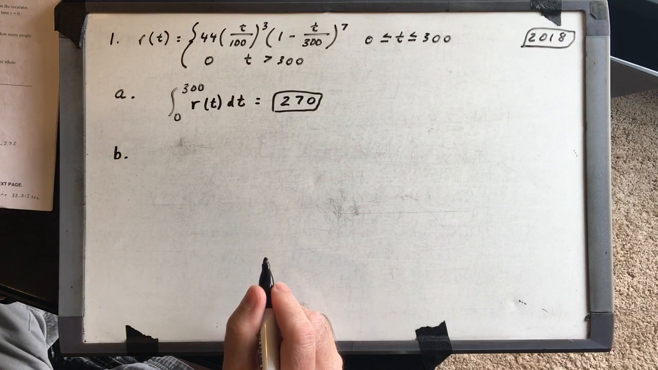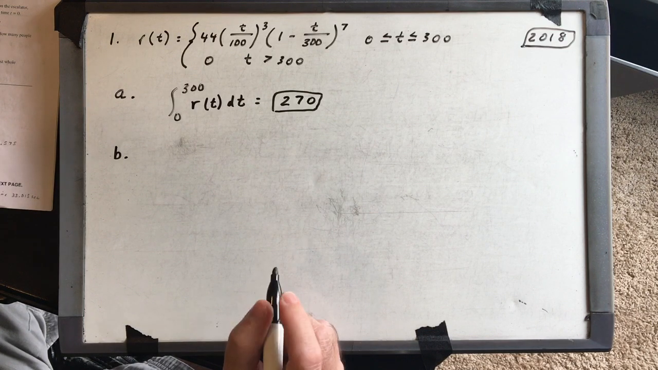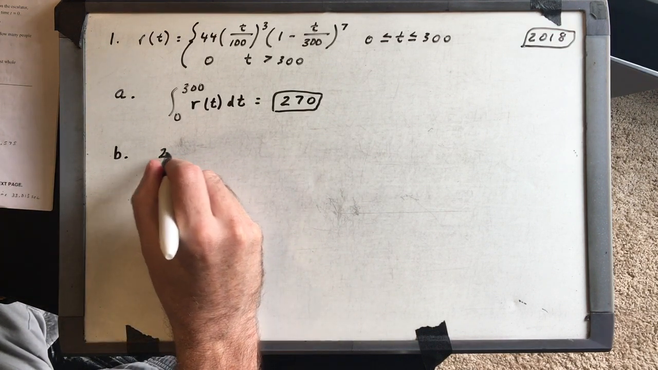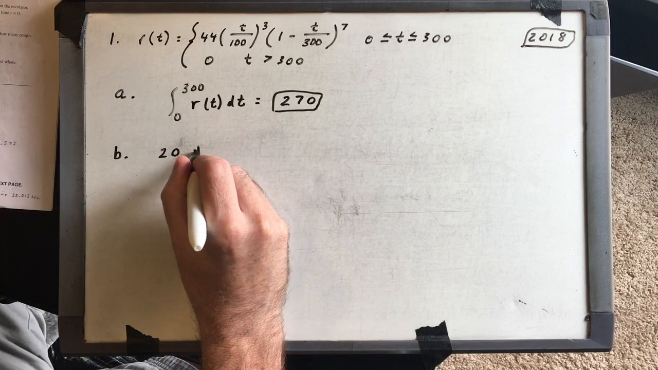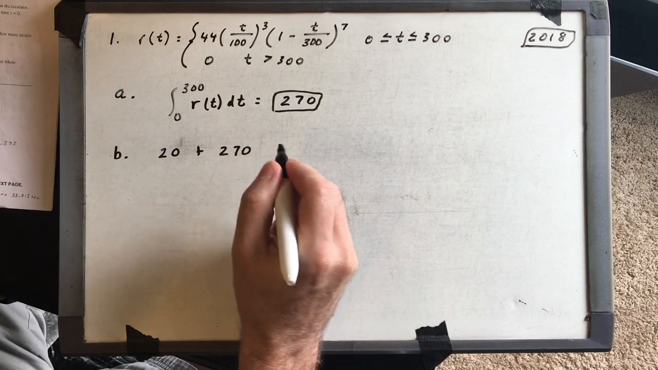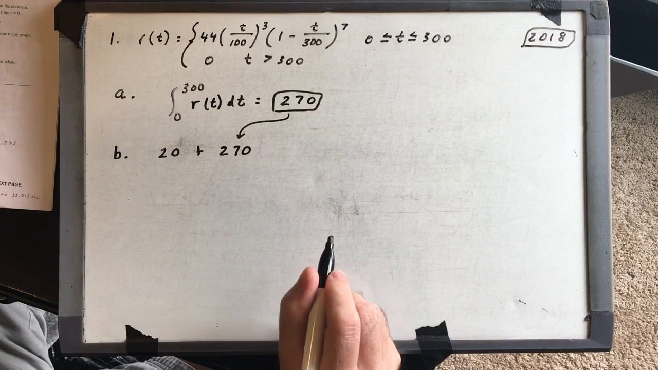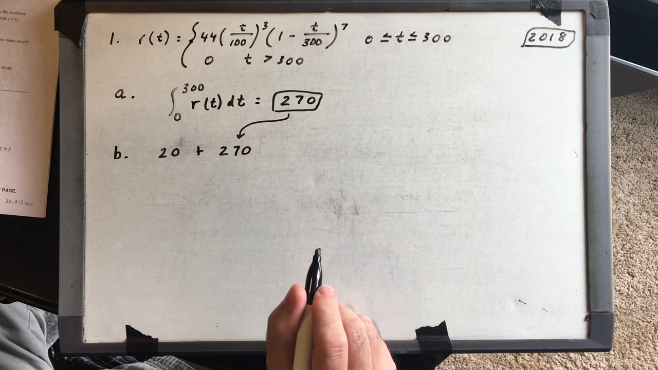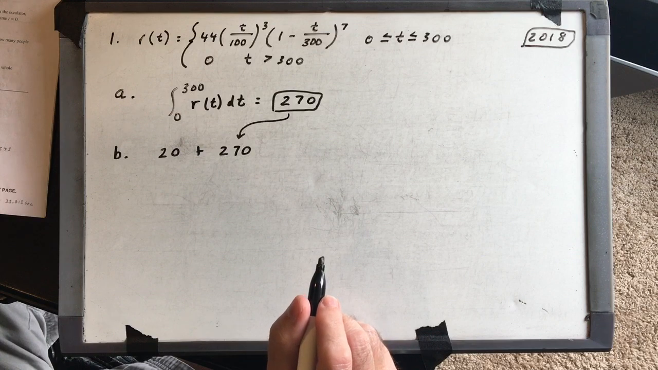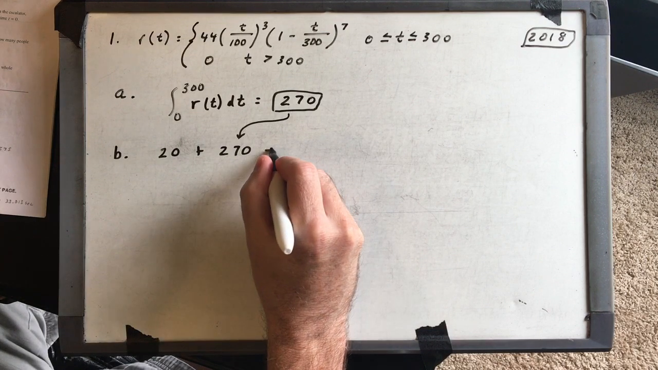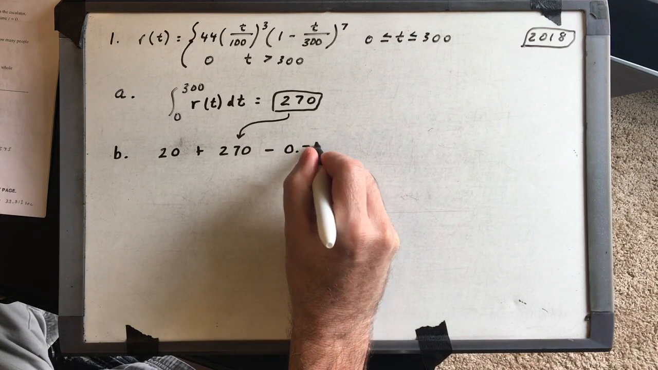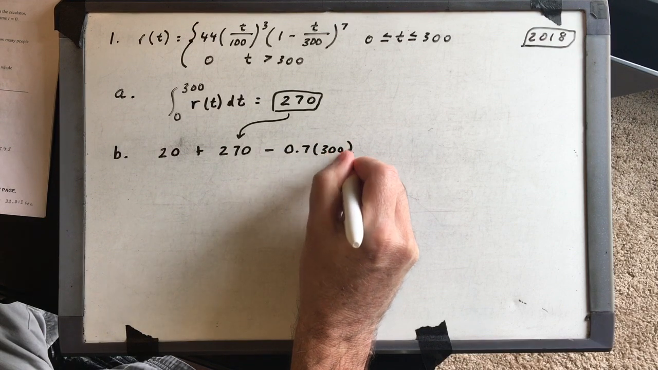Part B says during the time interval 0 to 300, there are always people in line for the escalator. How many people are in line at t equals 300? Okay, you start out with 20 people in line. And then you add the 270 for the arrivals. Okay, that's how many arrived. And it says in the problem description that people exit at 0.7 persons per second. Okay, so that's going to be 0.7 times 300 seconds.